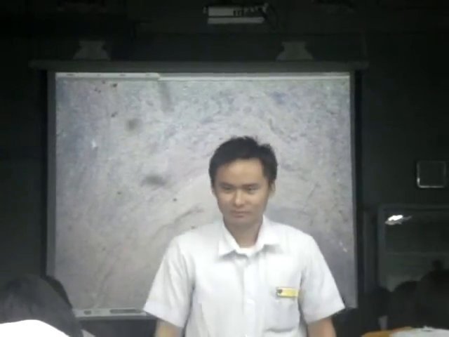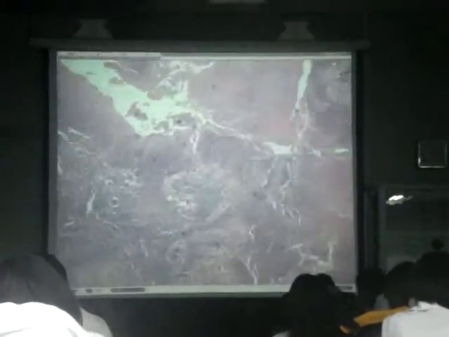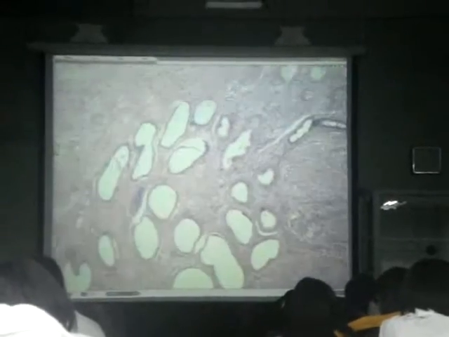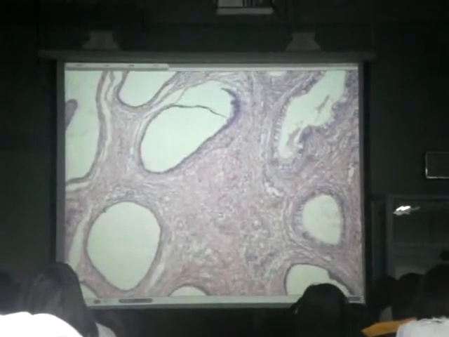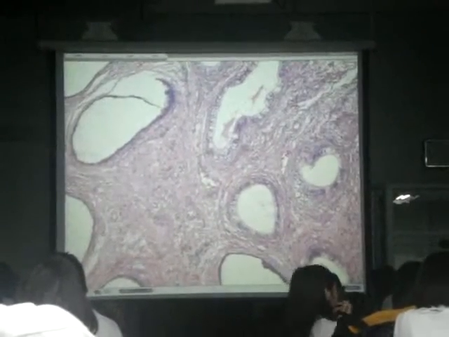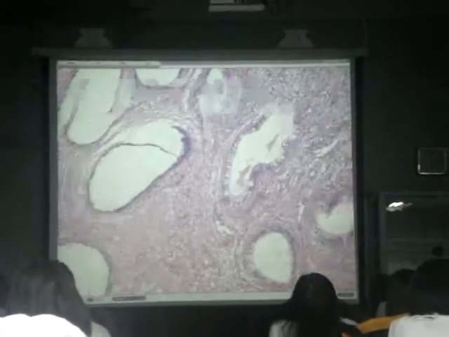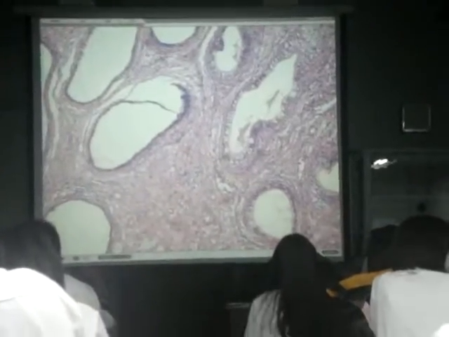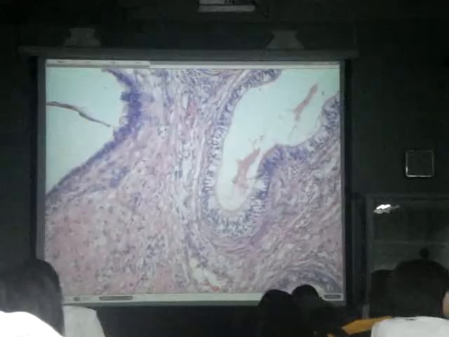Actually, this is coming from the epididymis, if I am not mistaken. From the testicles and the epididymis. So we have here the epididymal structures. Okay? Normal structures composing the epididymis. Tama ba? Tama ba yung histology nyo?